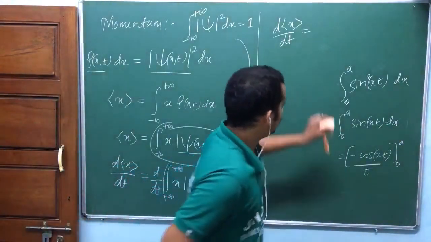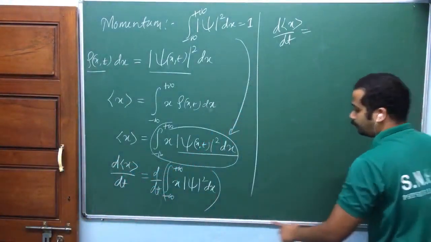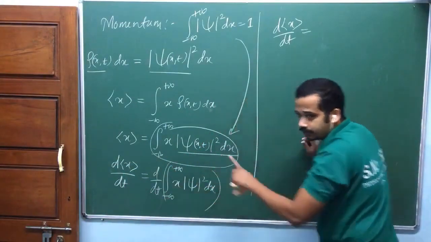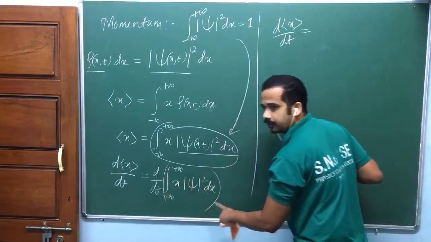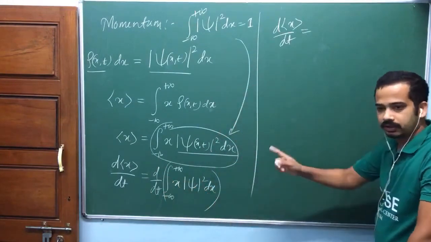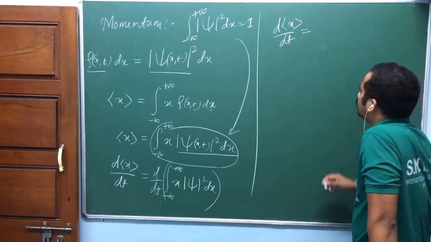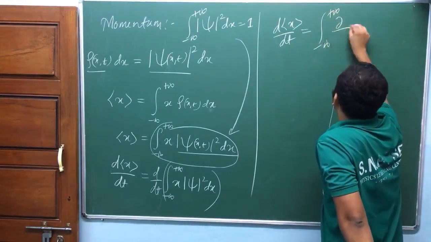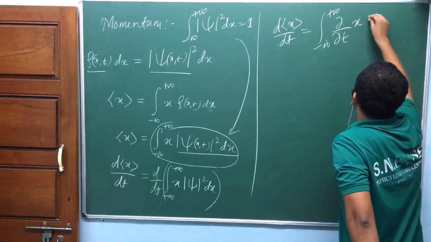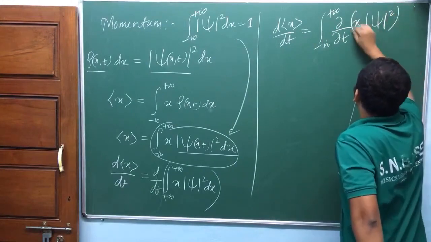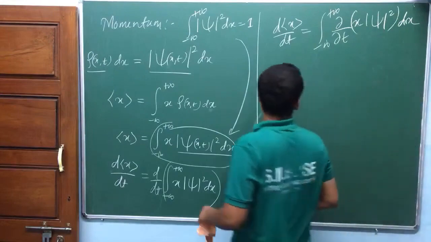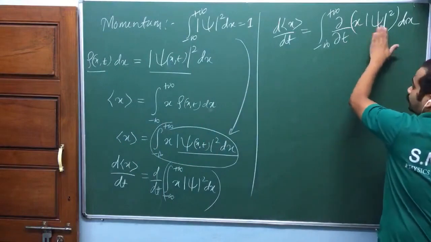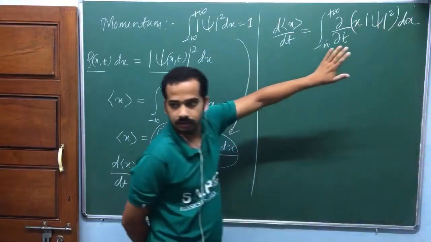Now what will happen if you want to take it inside? That's why I have written the total derivative. A total derivative you write only when it's a single variable function. That variable is only the time variable here. After integration, only time can be the variable. Now look at here. When I take that inside the integral, this would happen: dou by dou t of x into mod psi squared dx. Calculus will allow us to do so. Is that okay? Because now inside, this is a function of x as well as t. A two variable function.